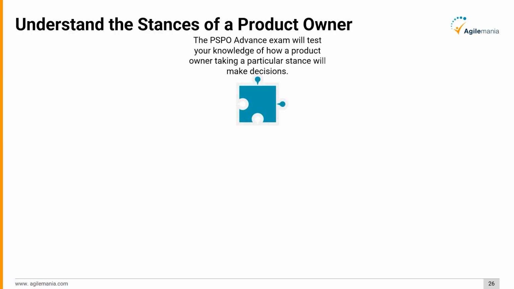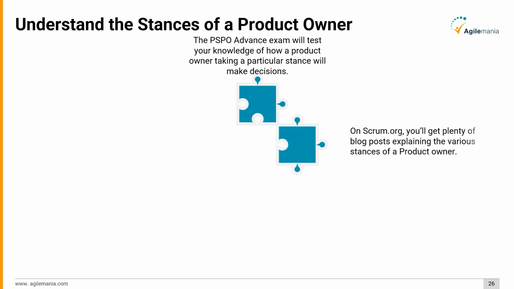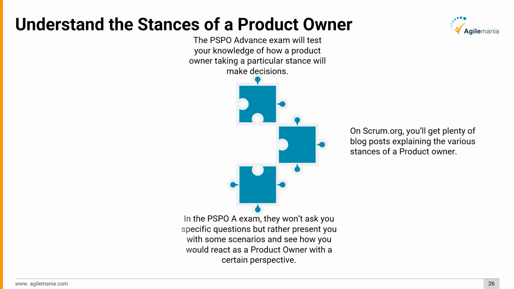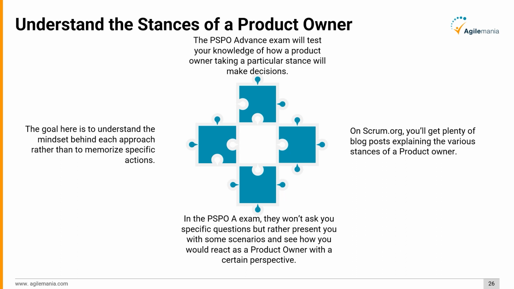4. Understand the stances of a product owner. The PSPO Advanced exam will test your knowledge of how a product owner taking a particular stance will make decisions. On Scrum.org, you'll get plenty of blog posts explaining the various stances of a product owner. In the PSPOA exam, they won't ask you specific questions but rather present you with some scenarios and see how you would react as a product owner with a certain perspective. The goal here is to understand the mindset behind each approach rather than to memorize specific actions.